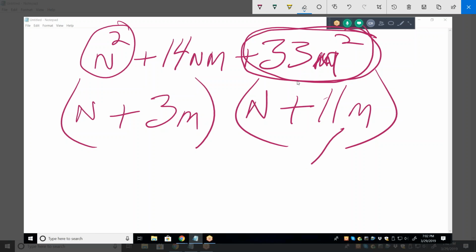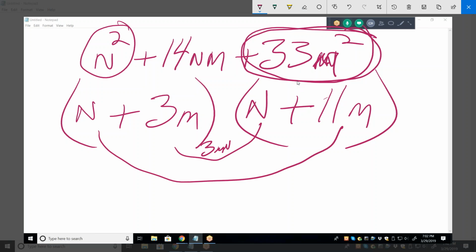Now, let's see if that gives us the right middle term. Does it? I think so. In other words, this term is 3mn. This term is 11mn. Add them together, you get 14mn. It doesn't matter if it's nm or mn. The associative property holds.